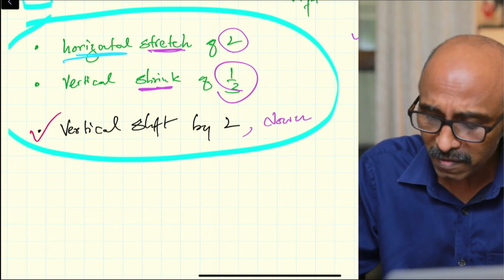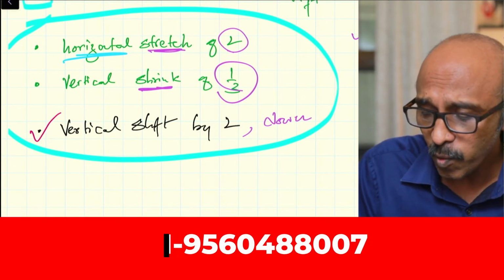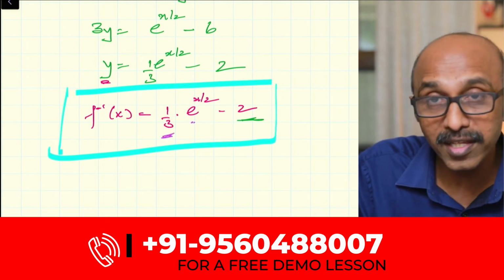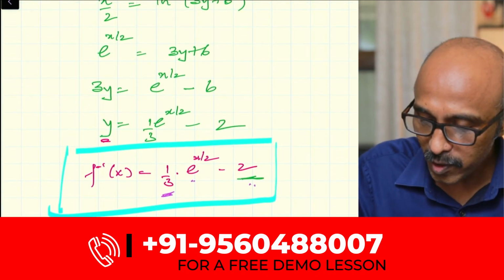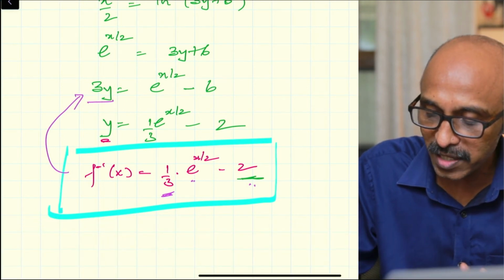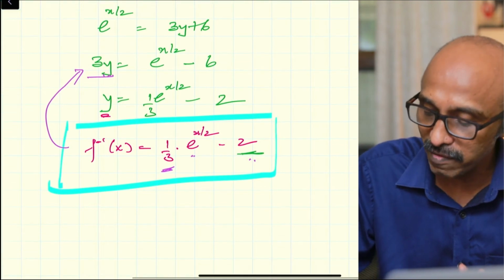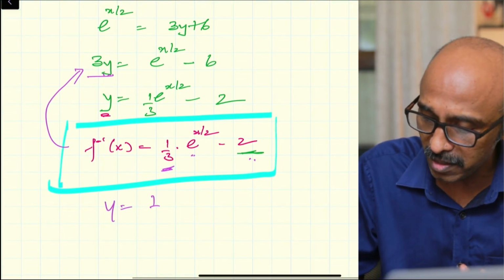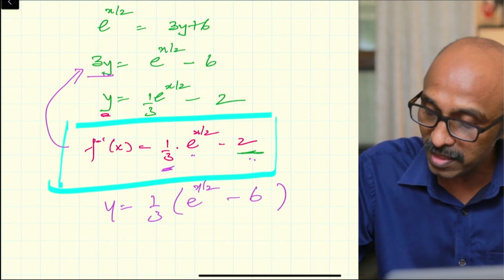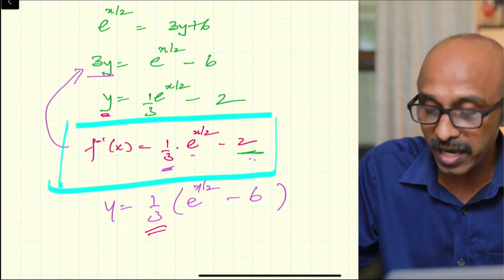That's good. Vertical shrink of 1/3. It looks like there's a 1/3 only for one term and not the other term. But if you look at the earlier stage, you had 3y is equal to e to the x by 2 minus 6. And that clearly means that you could have written the same expression as y is equal to 1/3 of the entire expression, which is e to the x by 2 minus 6. And that would still mean that this 1/3 is a vertical shrink by 1/3.